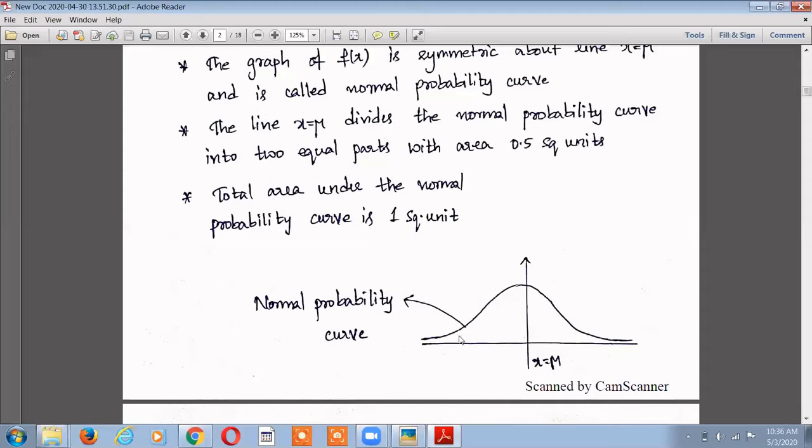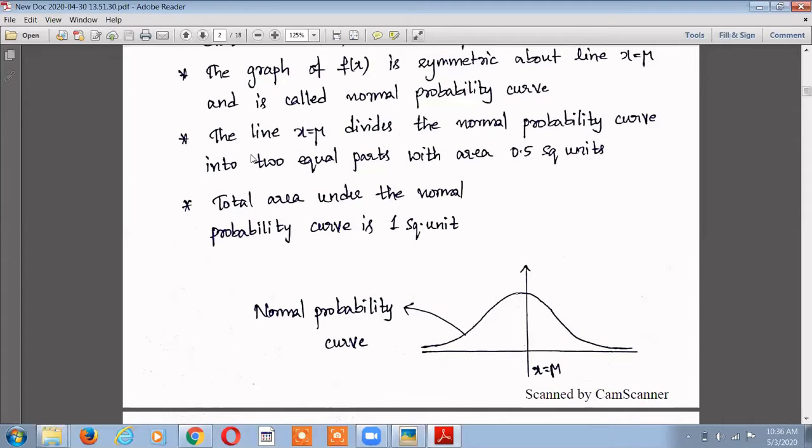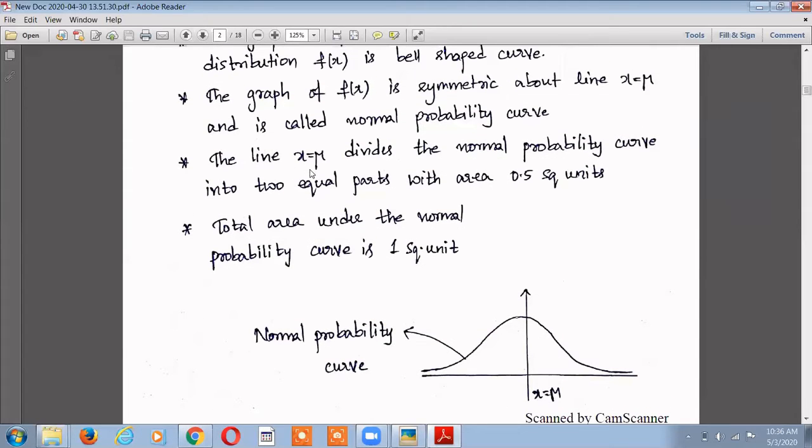Similarly, the area below the normal probability curve in the second quadrant is 0.5 square units. That's what notes 3 and 4 speak about. So the line x equal to mu divides the normal probability curve into two equal parts with area 0.5. It means the area below the curve in the first quadrant is 0.5, and in the second quadrant is 0.5. Next, the total area under the normal curve is 1 square unit. So if you consider the complete area below this curve, it will be 1 square unit.